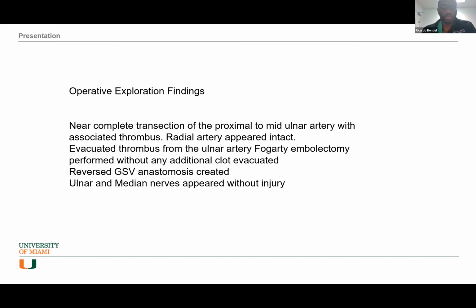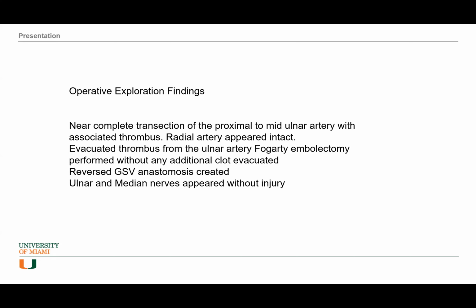Okay. So we took him to the operating room. He had a near complete transection of the proximal to mid ulnar artery, and like you said, there was a big clot that we evacuated with the Fogarty embolectomy. The radial artery appeared intact. He got a reverse GSV anastomosis. Looking at the ulnar and median nerves, everything looked normal without any signs of apparent injury.